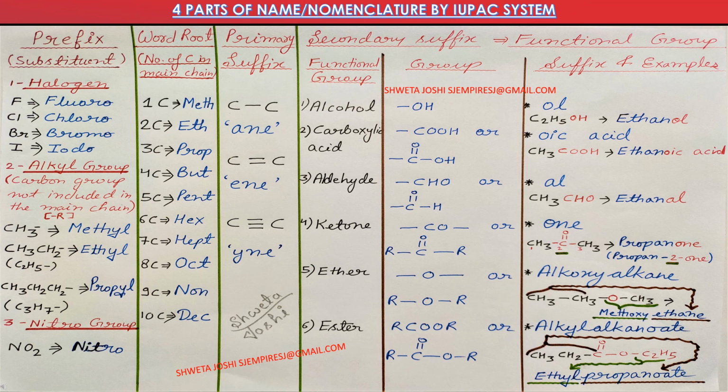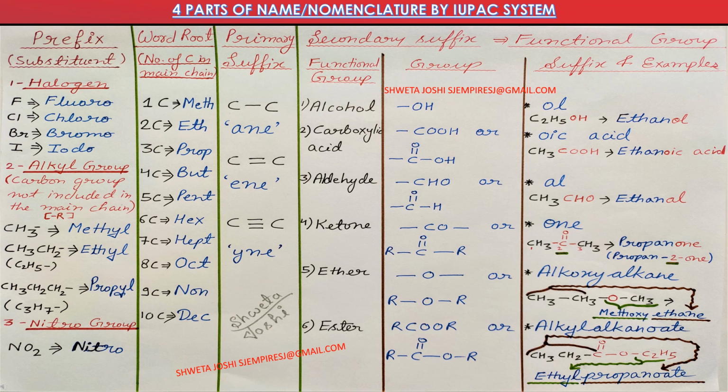Alkyl groups are those carbon groups which are not included in the main chain. If this group contains one carbon atom, it will be called methyl. 2 carbon atoms, ethyl. 3 carbon atoms, propyl, etc. And our nitro group is NO2 group.